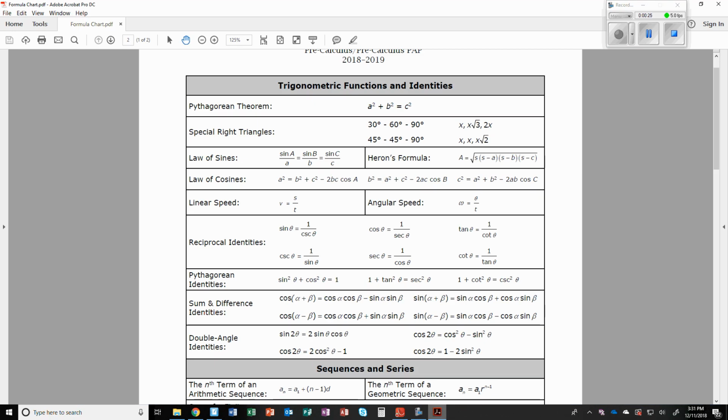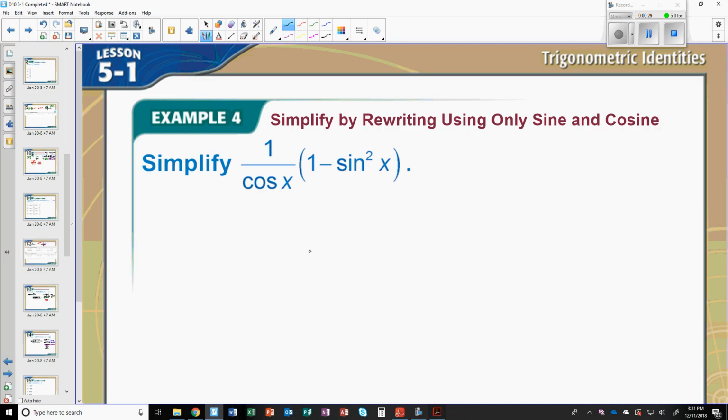So reciprocal, you can see that 1 over cosine is equal to secant. And so 1 over cosine, this part right here, that is equal to secant x. That is using a reciprocal identity. And over here, we have 1 minus sine squared x.